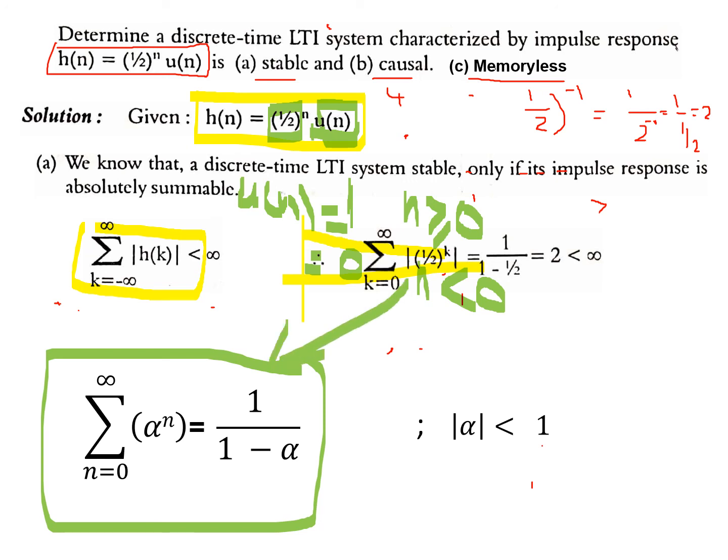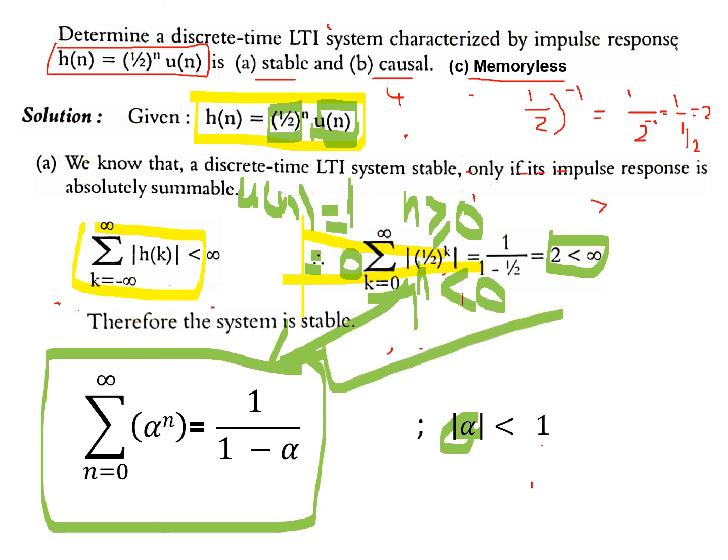If I apply this formula, the answer is, because alpha is less than 1, mod of alpha less than 1, this formula can be applied: 1 by 1 minus alpha, 1 by 1 minus half, so it is 2. It is absolutely summable. The impulse response is absolutely summable. That is why the given system is stable.